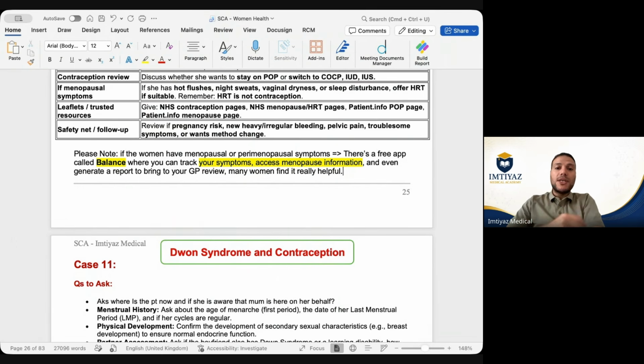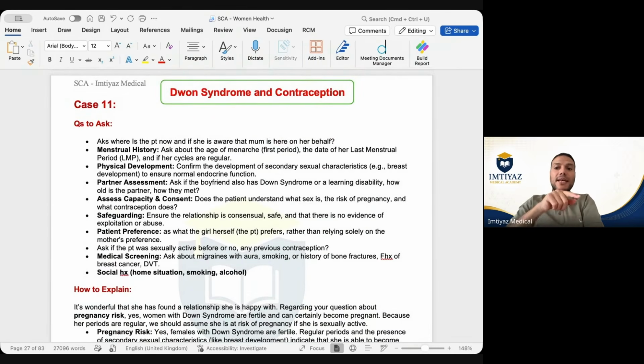Next, a very good case, which I really like. I have seen this case many times: a Down syndrome female coming for contraception advice. I will tell you how I had this case before in my daily practice, and you may have the same. The Down syndrome patient was 20 plus years old, about to start her sexual activity, and she came with her mom asking about contraception. Does she need contraception or not?